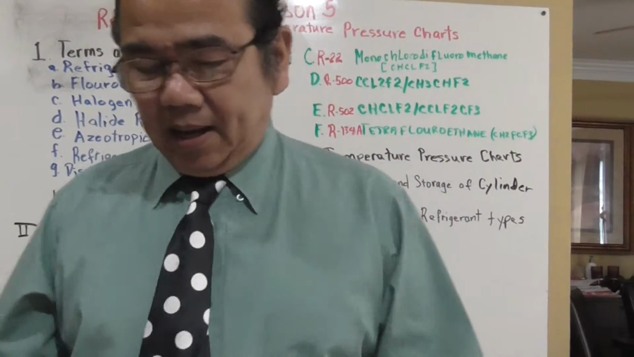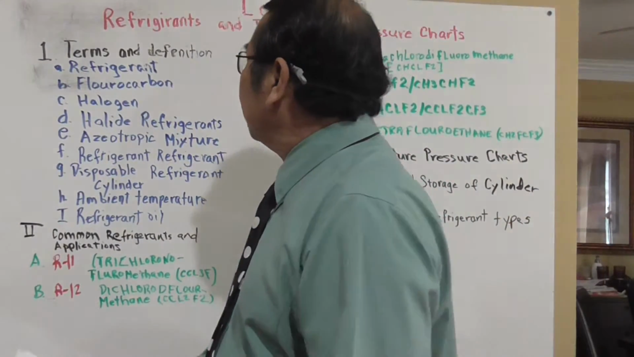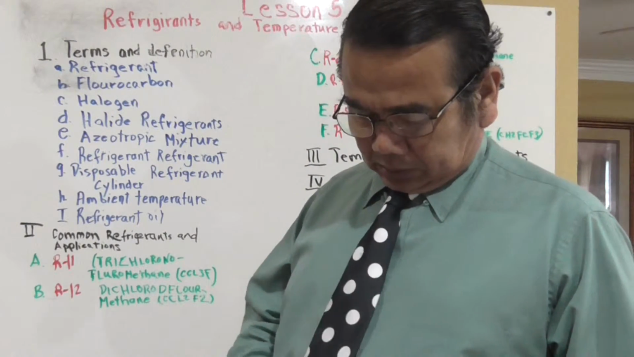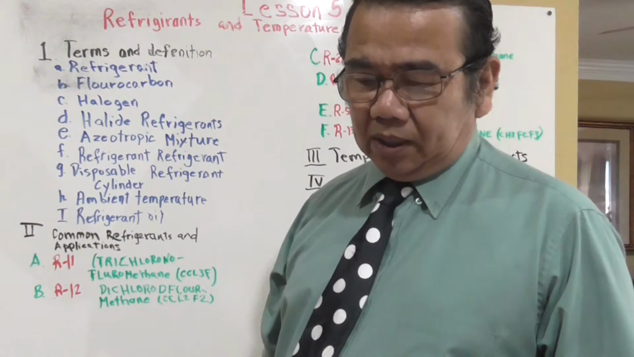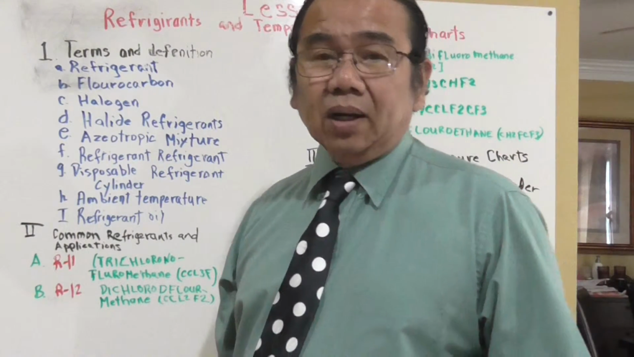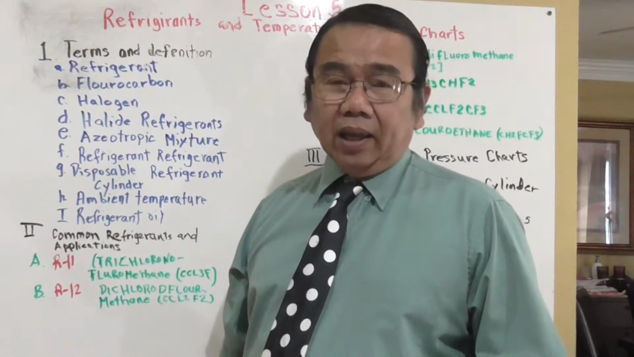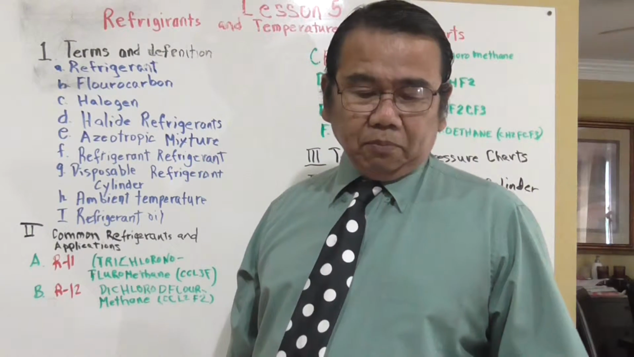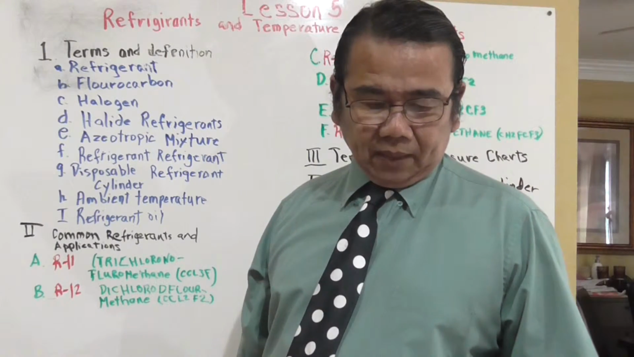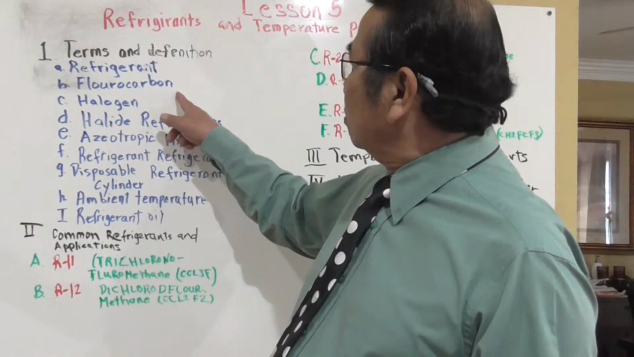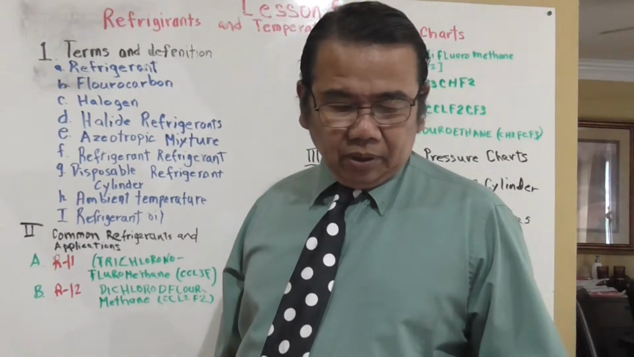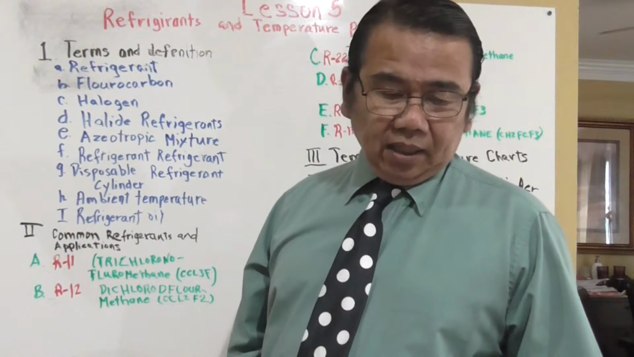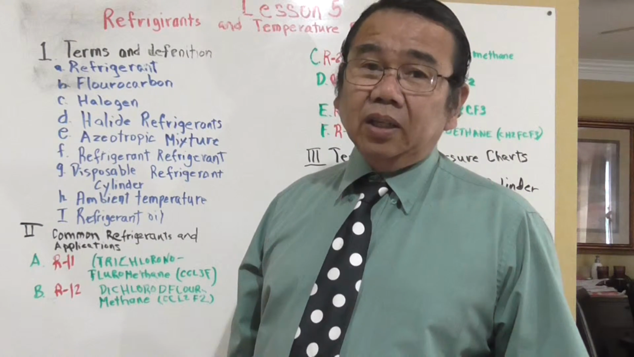Now, the first one I'm going to talk about is refrigerant. A refrigerant is a substance that absorbs heat as it expands or evaporates, any substance used as a medium to extract heat from another body. And then the fluorocarbon: a fluorocarbon gas used as a propellant, and also used in refrigerants.